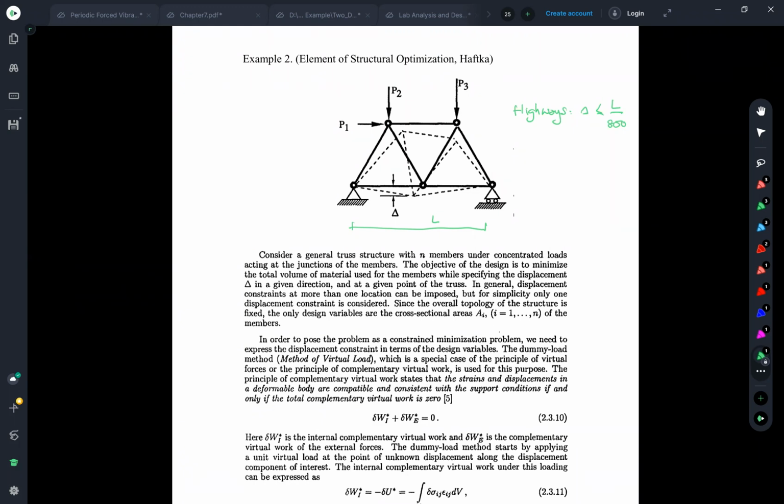But for example, if my bridge contains only vehicle traffic, not pedestrians, when I say pedestrian, I mean people cannot walk on the bridge, only the cars and the trucks can cross over. In this case, we do not care much about the vibration and the deflection. Maybe L over 500 could be enough for that. Okay, you can check with the design code. This is just the idea.